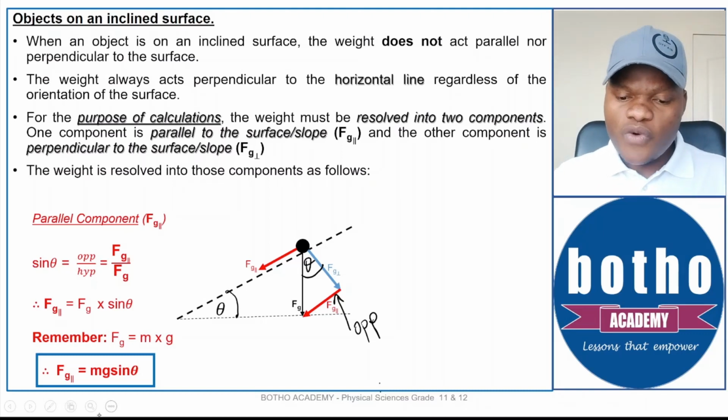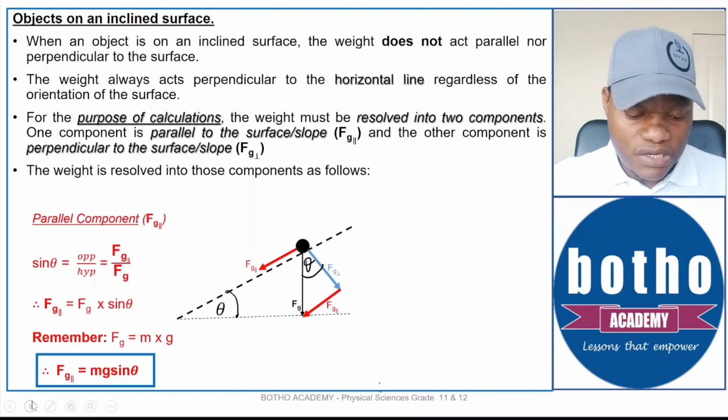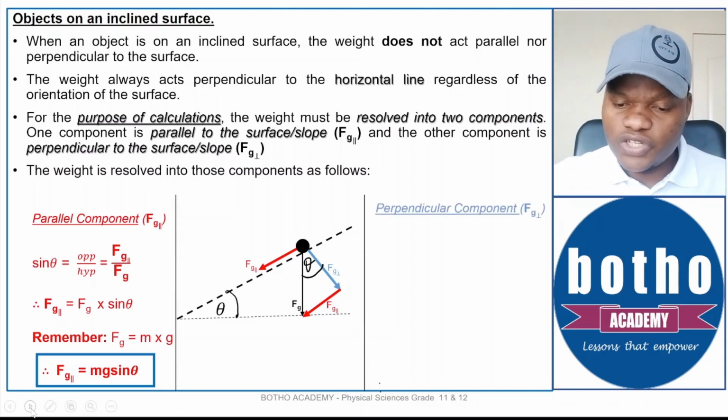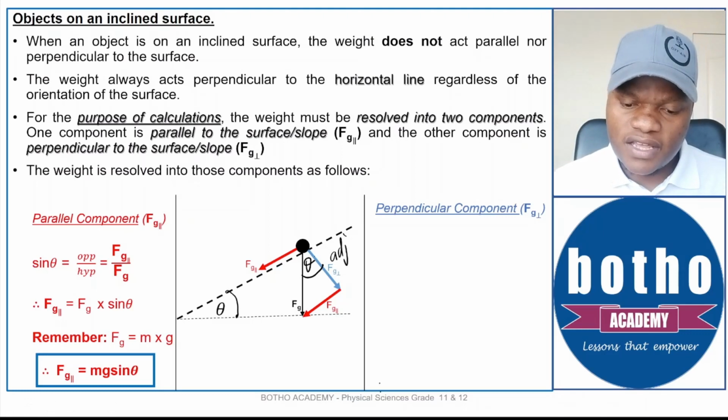We are then going to apply the same method, but now to the perpendicular component, which is your FG perpendicular. Same thing happens here. If you look at FG perpendicular, you'll understand this is the adjacent side, because it's the side where the angle sits on.